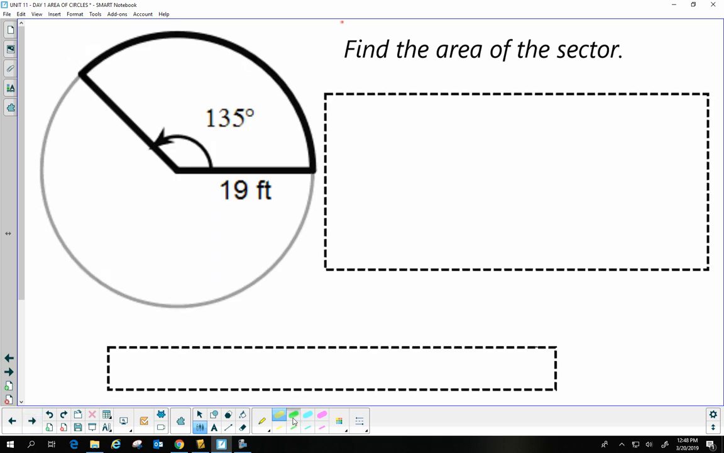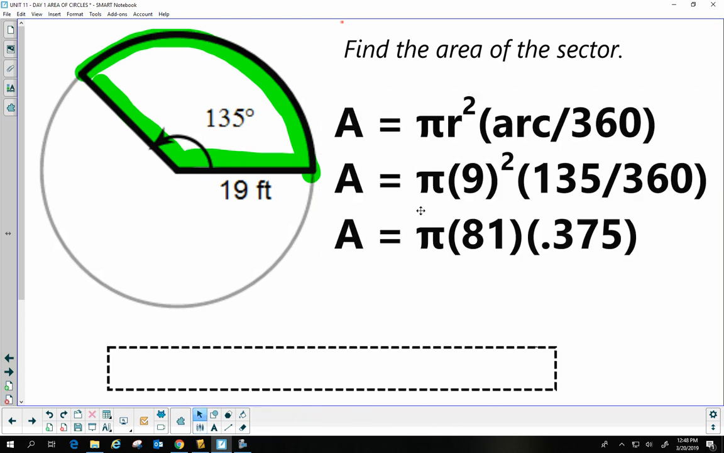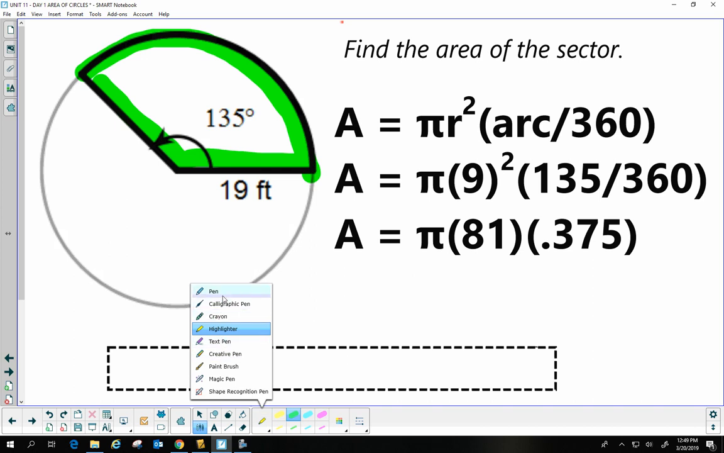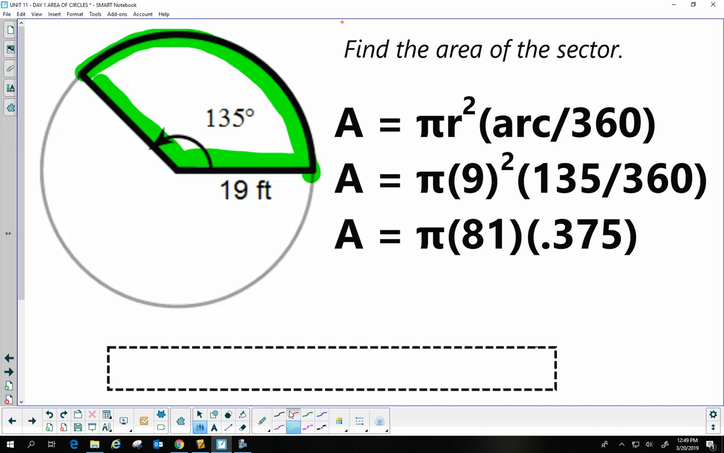So let's do another one. This time I have a 135-degree circle. And it looks like my area is going to be less than half. So I'll plug in 9. Oh, and I did this as 9, so let's pretend this says 9 feet. Sorry, I made a mistake. We're just going to pretend this is 9 feet. I plug in 9 for the radius, 135 for my arc.